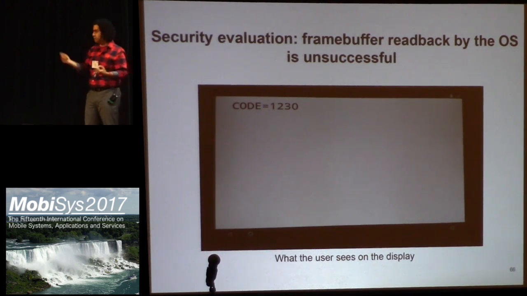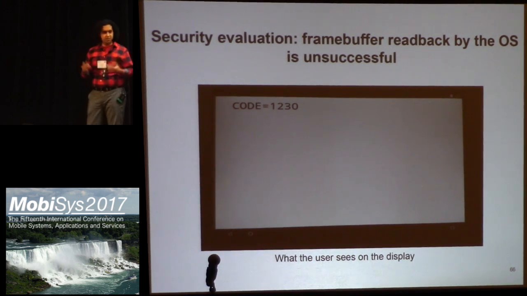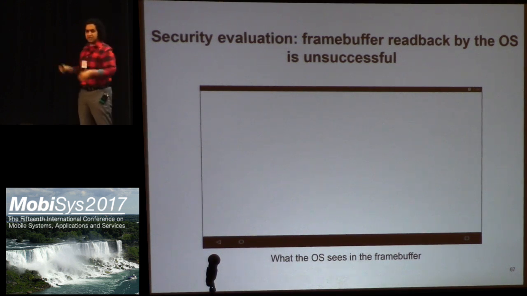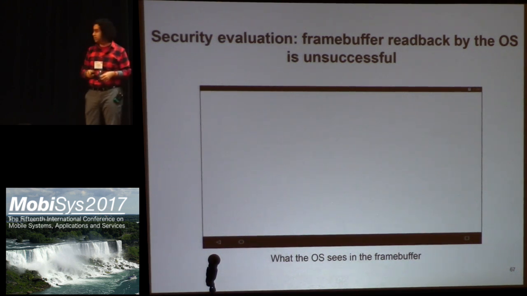So what we've done here is taken an external camera and taken a photo of the display. At the same time, we try to use the operating system with all its privileges to take a screenshot of the frame buffer. And as you can see, all the components of the UI are there, including the Android notification bar and the virtual keys at the bottom of the screen, but the text disappears.